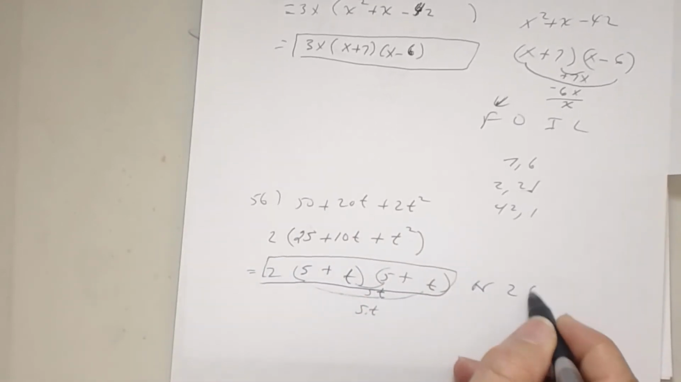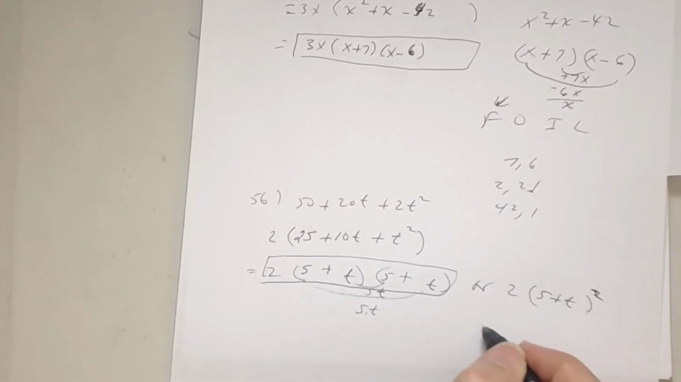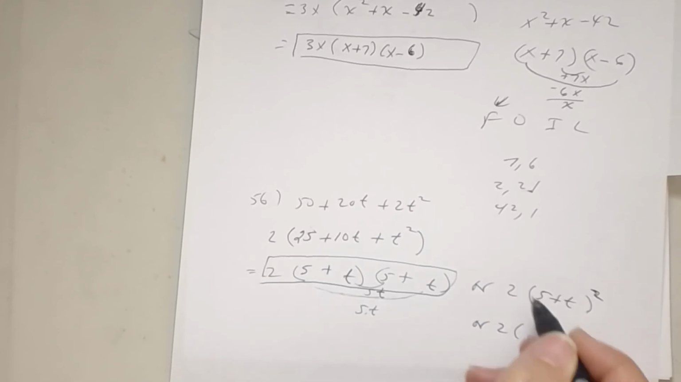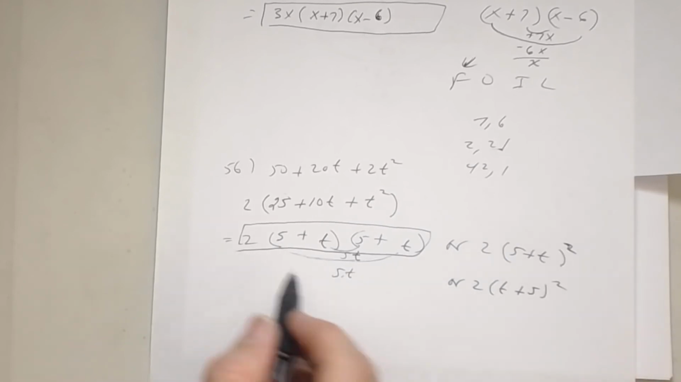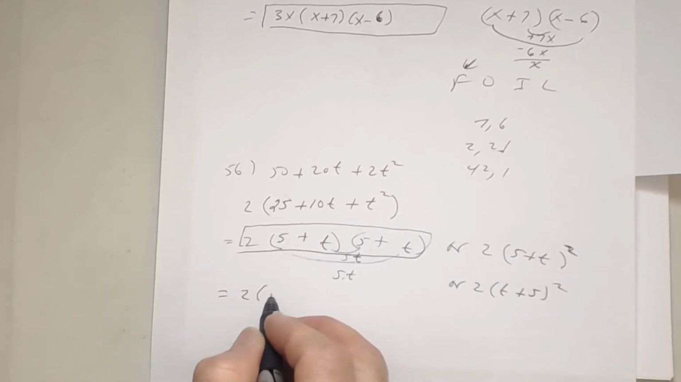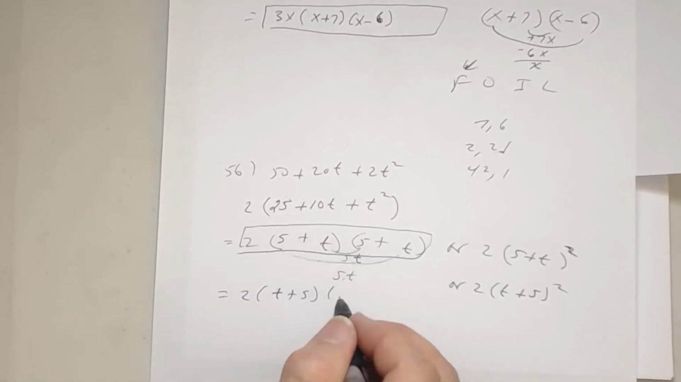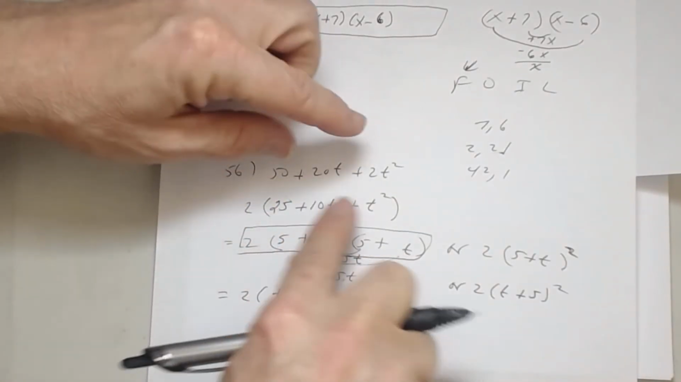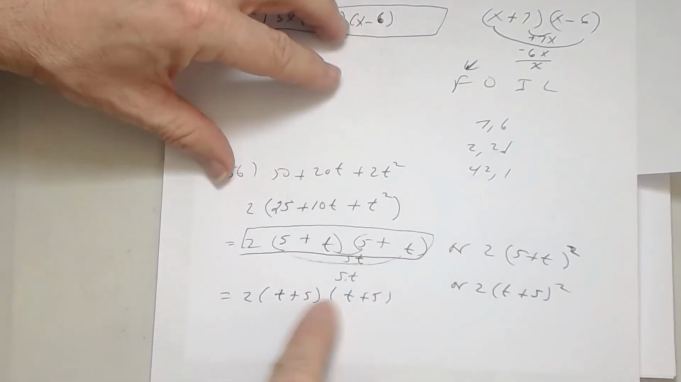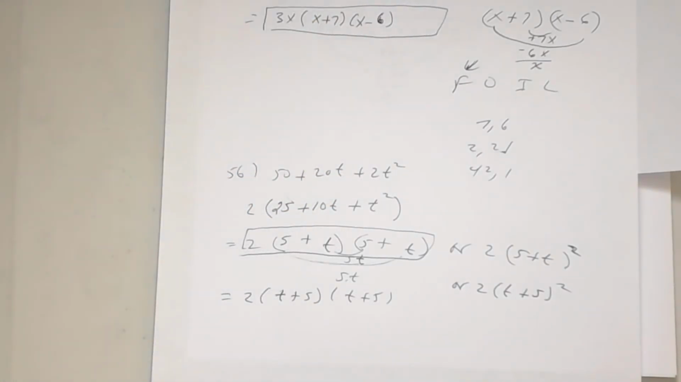Or you could say 2 times what? Or you can say 2 times t plus 5 squared. Or over here you could say 2 times, instead of saying 5 plus t, t plus 5, and then times what? t plus 5. So those are all possible answers. If you had put it in descending order, you would have gotten this.